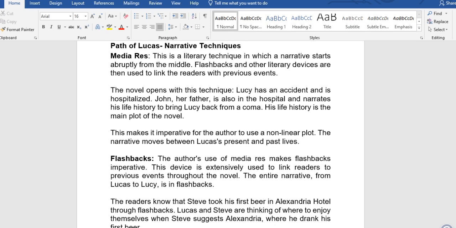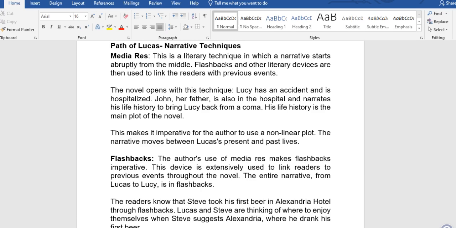The novel opens with this technique. Lucy has an accident and is hospitalized. John, her father, is also in the hospital and narrates his life history to bring Lucy back from her coma. His life history is the main plot of the novel. Now, the accident that Lucy has prompts this narrative. The father believes that through the narration of his life history, he will be able to bring Lucy back to life. Now, the use of in medias res makes it imperative for the author to use a non-linear plot. The narrative moves between Lucas' present and past lives.